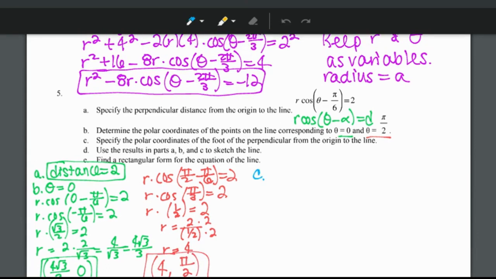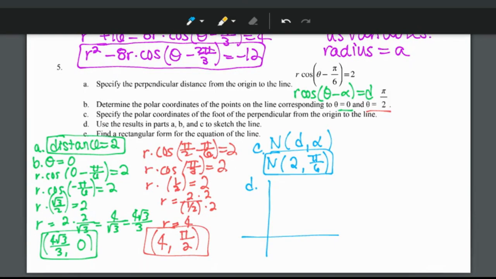So for part C, it says to specify the polar coordinates of the foot of the perpendicular from the origin to the line, and that formula is that it's always d comma alpha. And so the distance being 2 and the angle being pi over 6, that gives us the coordinates of that point. So for part D, it asks you to just sketch the line.